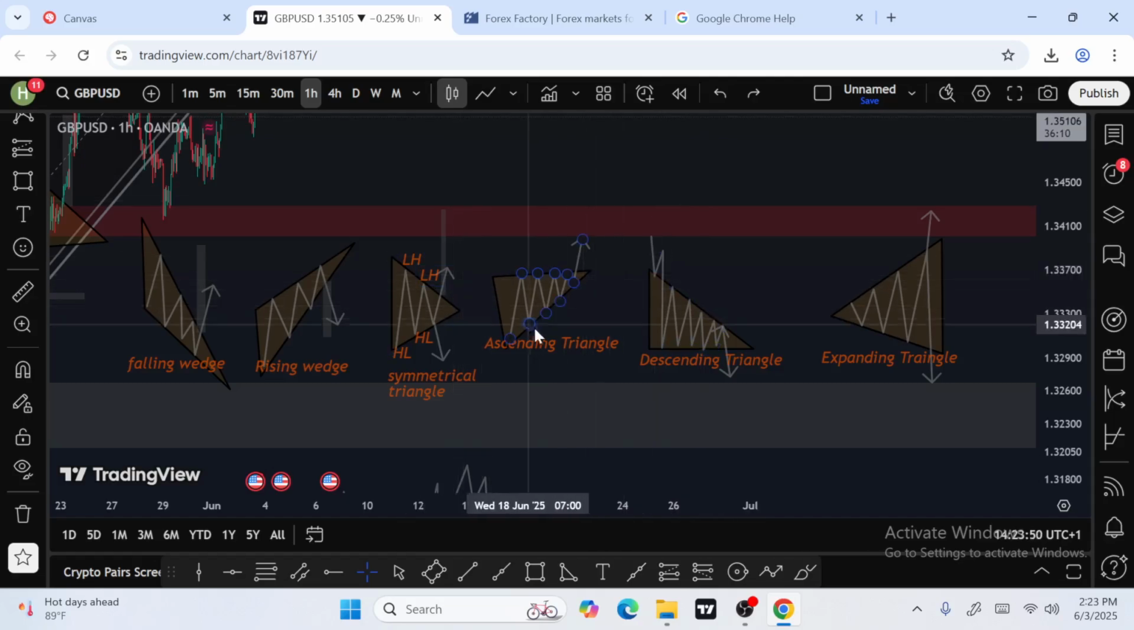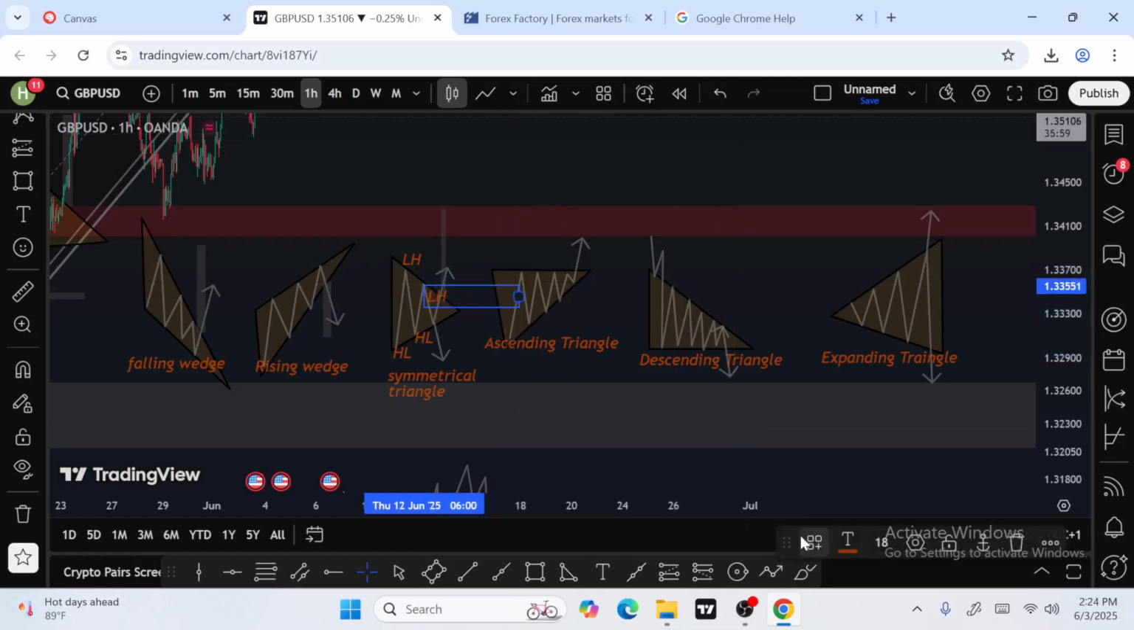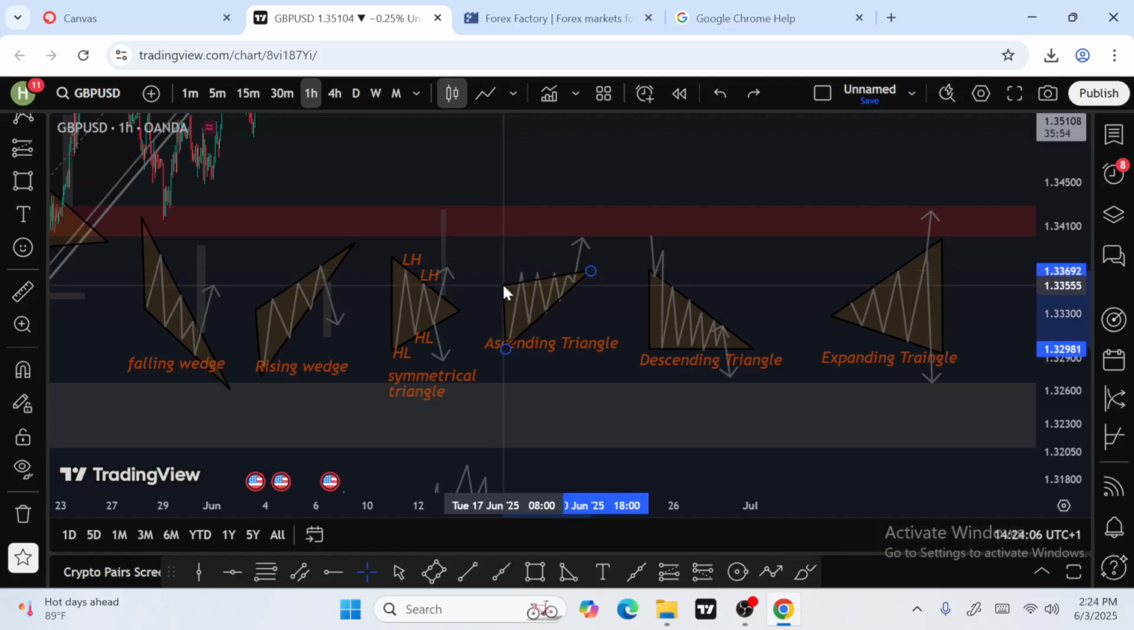Now, for your ascending triangle, something is wrong with this ascending triangle. It has to be a straight line, because if it is like this, it is not right. So it has to be a straight line. Exactly.